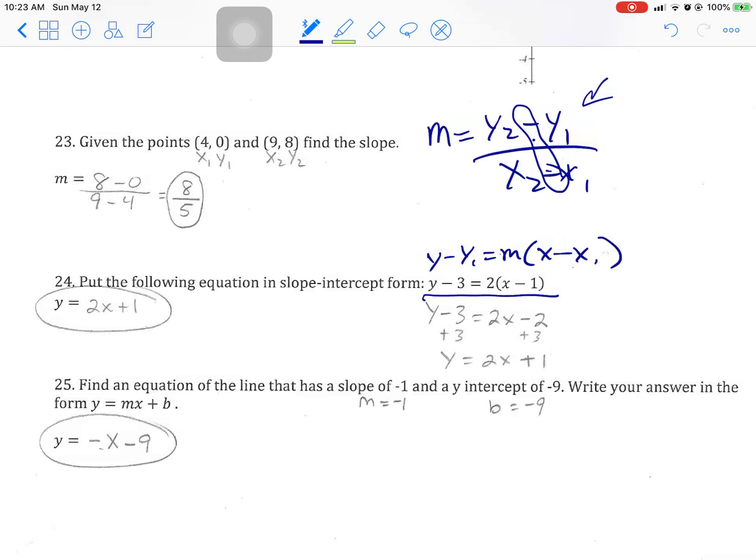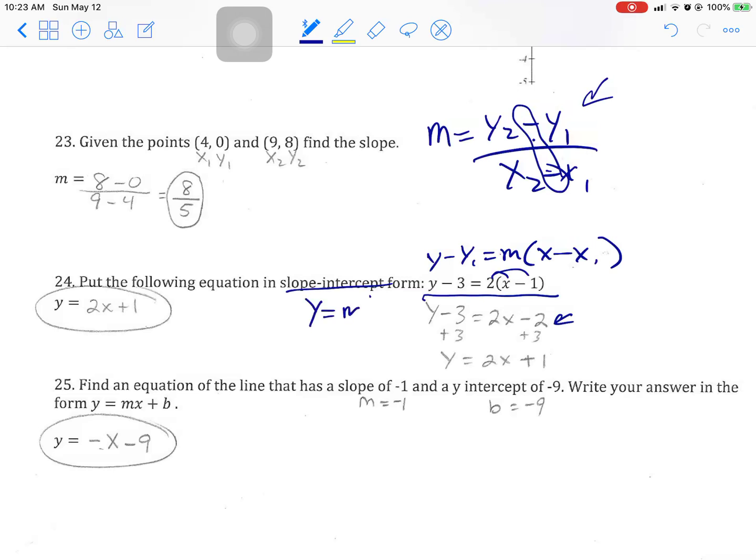All right, it's in a different form. It just says put it in there. So all we're doing is treating it like any linear equation. We're going to distribute the 2, okay? And that leaves us here. And then we want it in slope-intercept form.